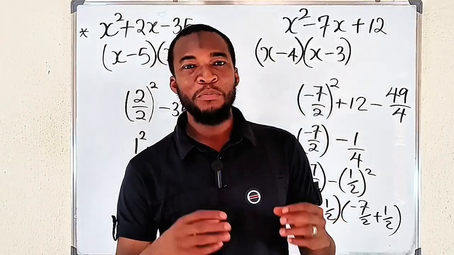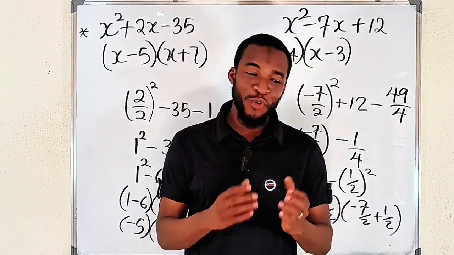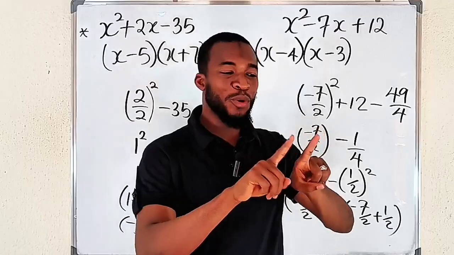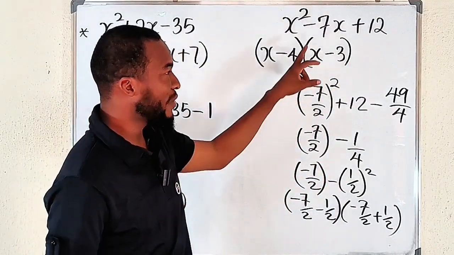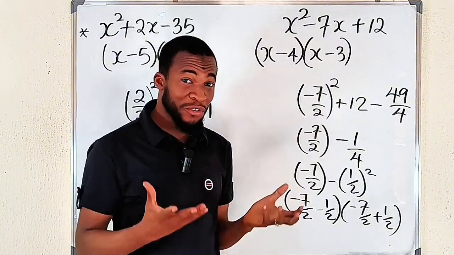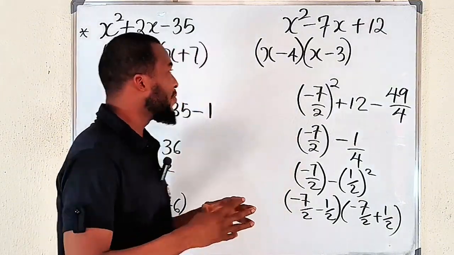Hello everyone. In my previous lesson, I showed you how to come up with two numbers, which when you multiply them together, you get the constant term. And when you add them together, you get the coefficient of x while factoring quadratic expressions. So these are the steps.